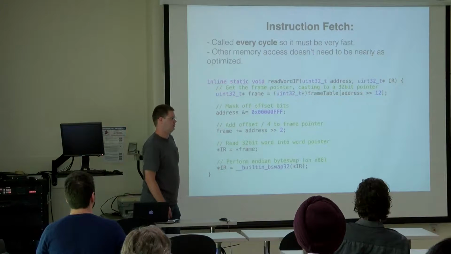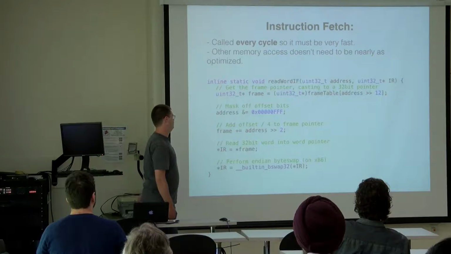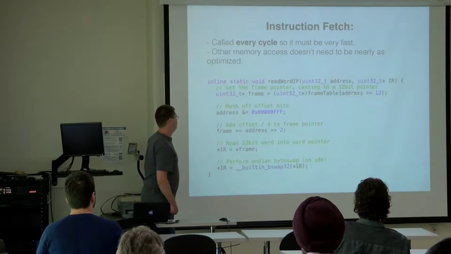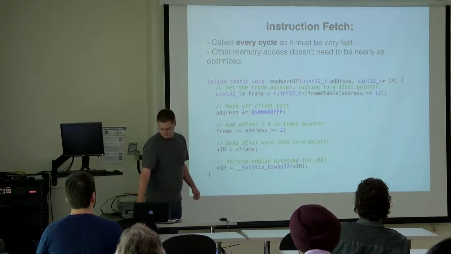So instruction fetch here, I won't go into the code details too much, but you can see it's very, very tightly optimized. You're calling this every single instruction, so it needs to be very, very fast. There's no address translation shown here, but that's actually in the code, and there's no word alignment checking. But it needs to be very, very tightly optimized.